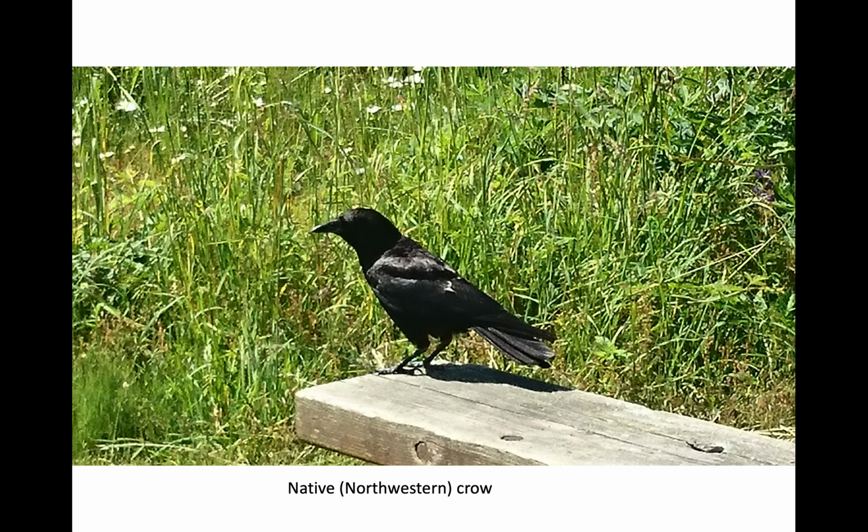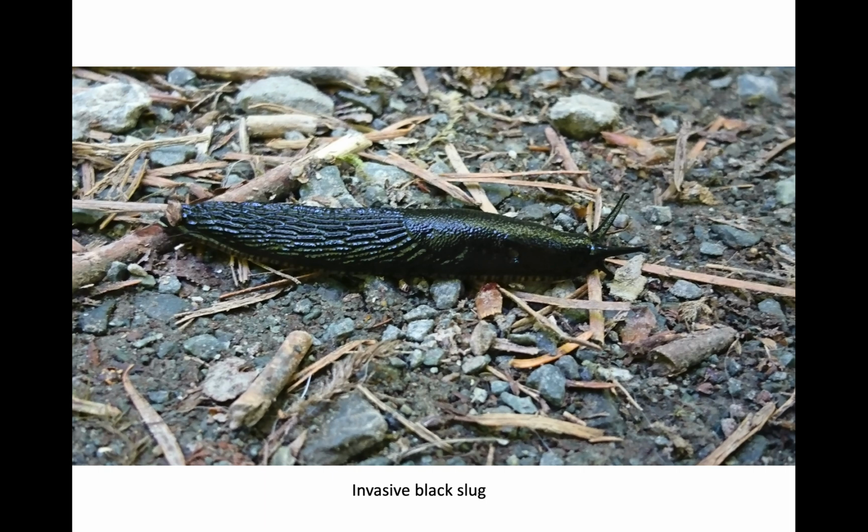Most people recognize a crow when they see one, and these are a common native bird species in the area. They're very intelligent and very social birds, but they can also be very much a pest. Unfortunately, we also have some invasive animals in our parks, and this is one of them, the invasive black slug, introduced from Europe, I believe.